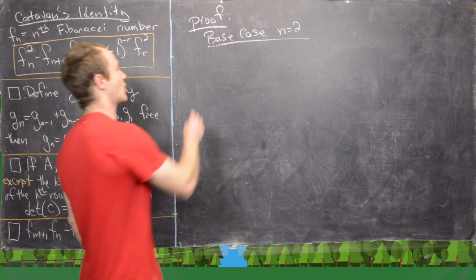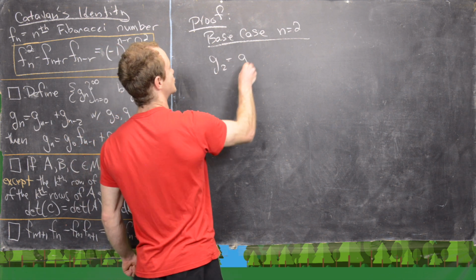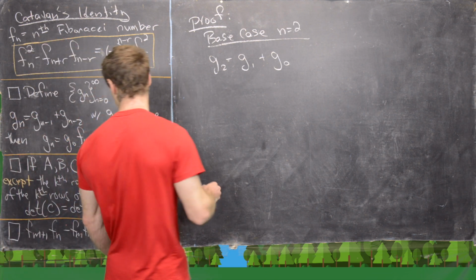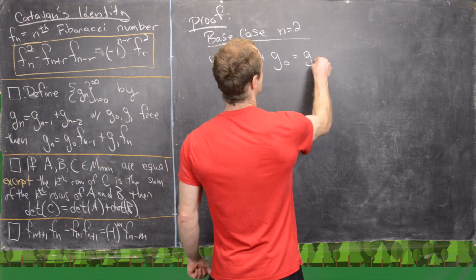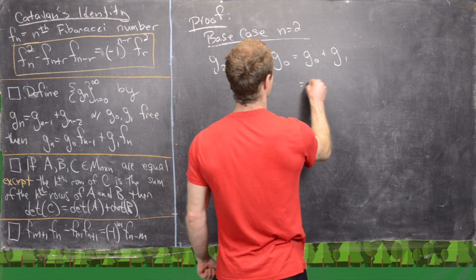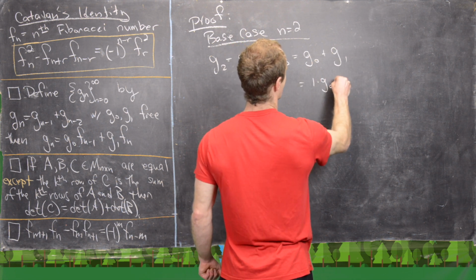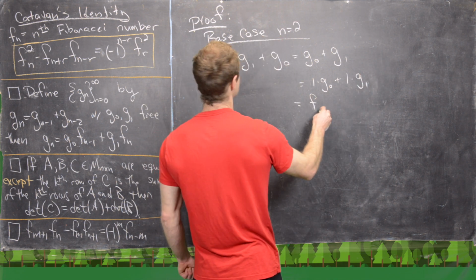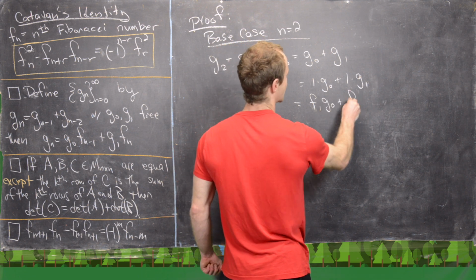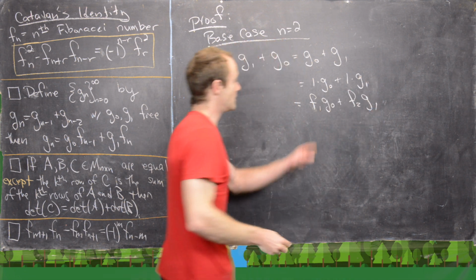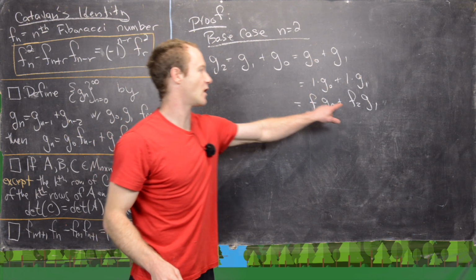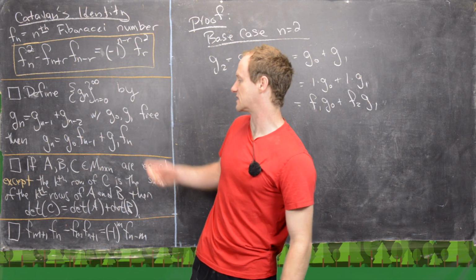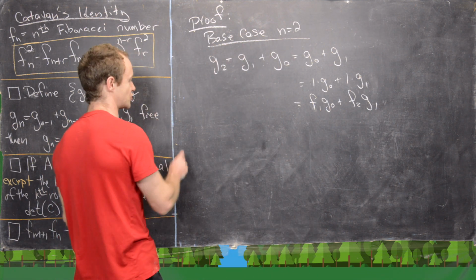And notice by the recursion, we know that g sub 2 is equal to g sub 1 plus g sub 0. But notice we can rewrite that as g0 plus g1, but that is 1 times g0 plus 1 times g1. But that's the same thing as f sub 1 times g0 plus f sub 2 times g1, because we know the first Fibonacci number is 1 and the second Fibonacci number is 1. So that means our base case satisfies this rule, and we're all set to make our induction hypothesis.